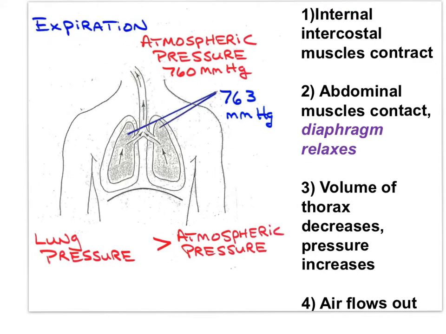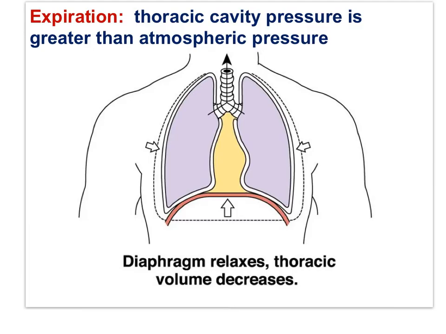During expiration, the internal intercostal muscles contract, the abdominal muscles contract, and the diaphragm relaxes. The diaphragm relaxes. The volume of the thoracic cavity decreases, thus pressure within the thoracic cavity increases relative to atmospheric pressure. Air flows out. Here is another image of expiration.